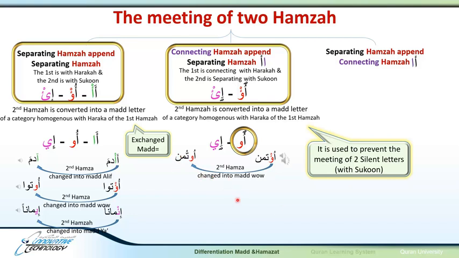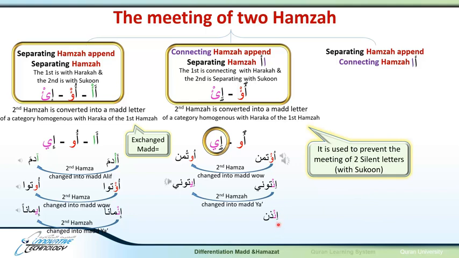Now we're going to take the second example for the I, where we can convert the second hamza into a ya, because the ya is homogeneous to the kasra of the first hamza, like i'tuni can be pronounced as ituni. ائتوني بكتاب من قبل هذا Similarly, يقول ائذن لي can be pronounced with the second hamza changed into a ya.